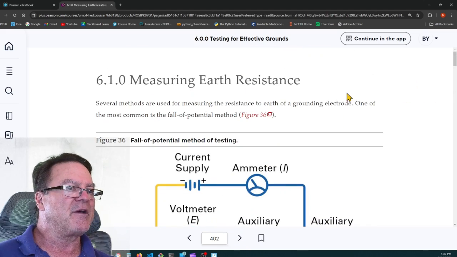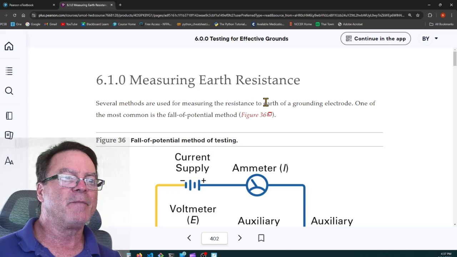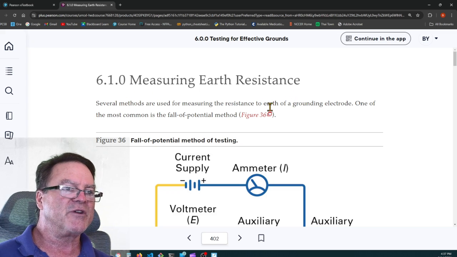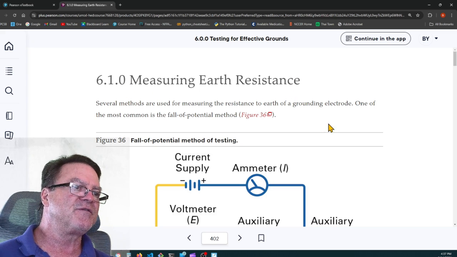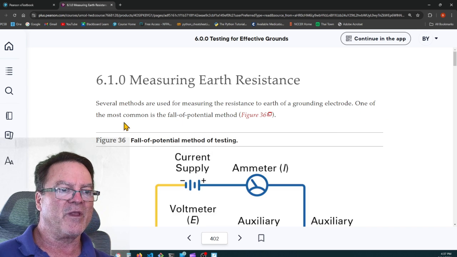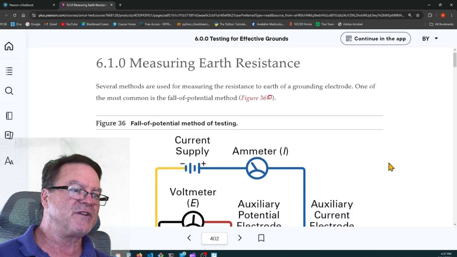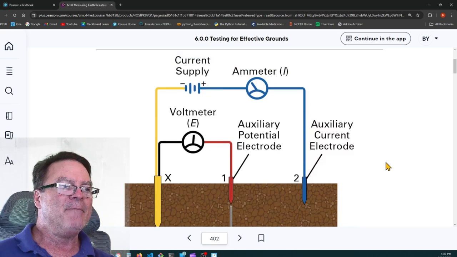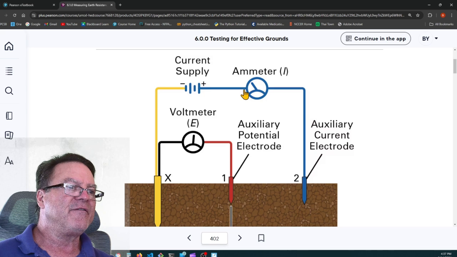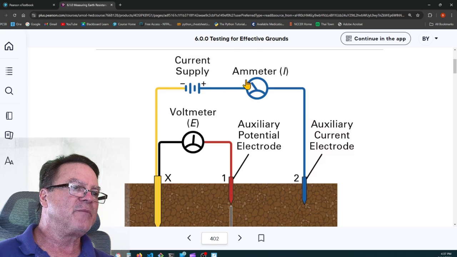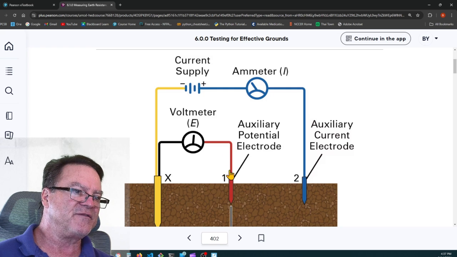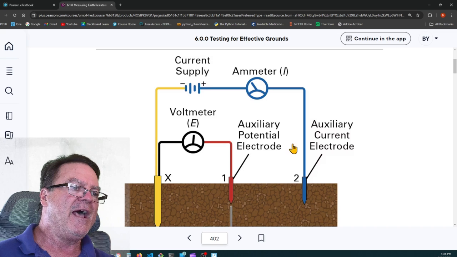So they're going to try to teach us how to measure earth resistance. 6.1.0 Measuring earth resistance. Several methods are used for measuring the resistance to earth of a grounding electrode. One of the most common is the fall of potential method. In a nutshell, you have an instrument, and that instrument is going to put out voltage and current. So you have an auxiliary potential electrode, that's voltage, and you have an auxiliary current electrode.